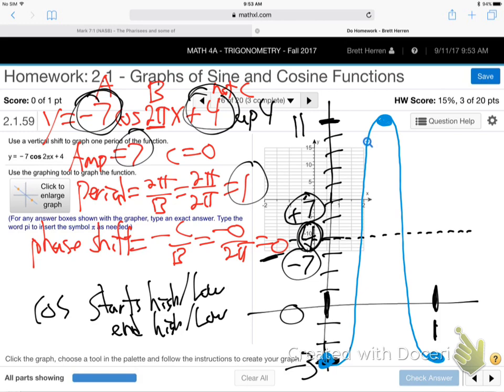Everybody see that? See how I came up with that? Midline is 4. Add 7, subtract 7, because that's the amplitude. It starts at 0, period is 1. And since it's upside down, it starts at the bottom, ends at the bottom. And it's a cosine. All good? Just takes practice. I think you know all these facts, just remember them all and practice them. Questions I can answer?